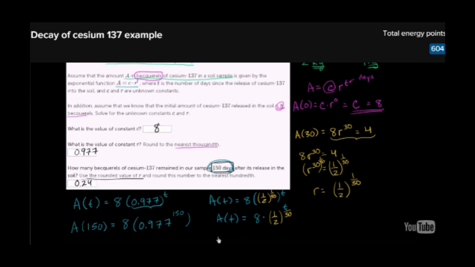So what is A of 150? So A of 150 is going to be equal to 8 times 1/2 to the 150 over 30. Well, that's just 5. 1/2 to the 5th power. Well, what's 1/2 to the 5th power? That is 1 to the 5th over 2 to the 5th, or 1 over 32. So this right over here is 8 times 1 over 32, which is 8 over 32, which is equal to 1 over 4, or 0.25.